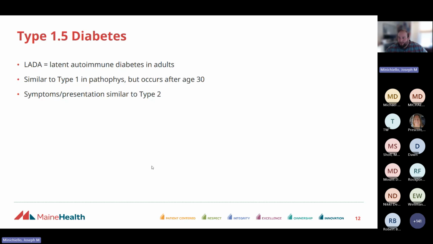But it presents later in life, usually after the age of 30, and can be into your 40s, 50s, 60s. The symptoms, though, seem to present more like type 2, in that it's not this big sudden onset change. So just something to keep in the back of your mind. You might get this mixed picture. Patients might tell you about it. This is just what it is, just so you know about it.